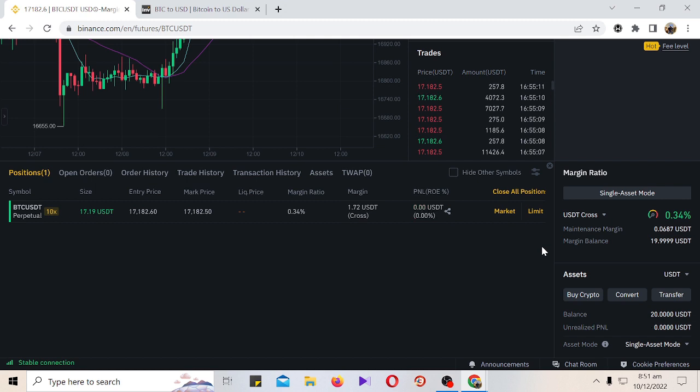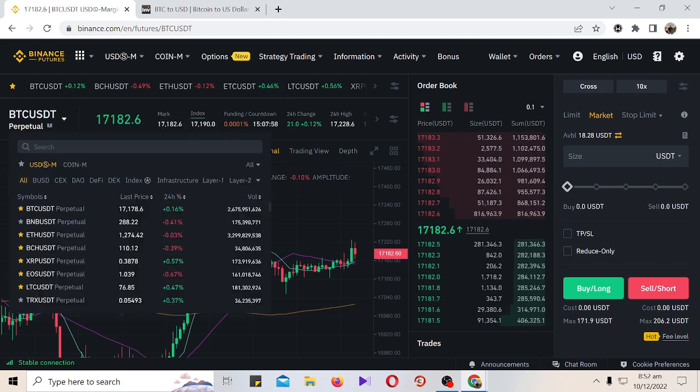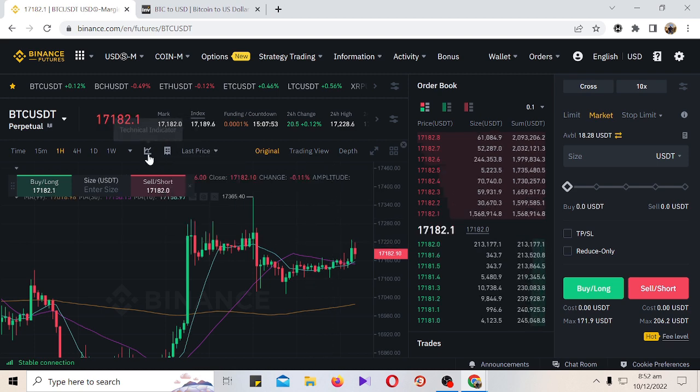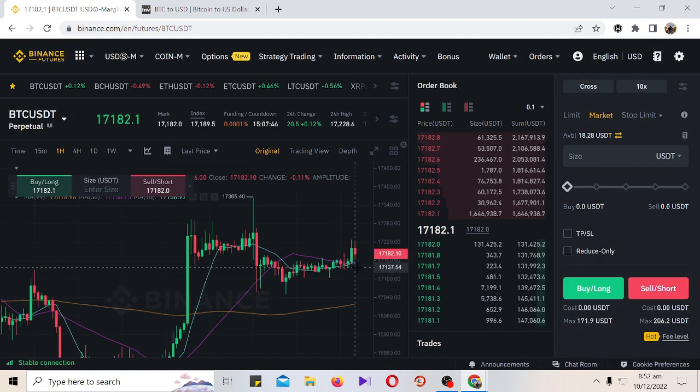So this is how you make $100 to $200 per day on Binance futures. All that you need to know is this: when you go to your USDⓈ-M futures wallet, make sure the time frame is 1 hour. Then for the indicators, you enter moving average 99, 30, and 10. Anytime these moving averages are above the candlesticks, and you see that they are trying to go below the candlestick, I enter a buy position.